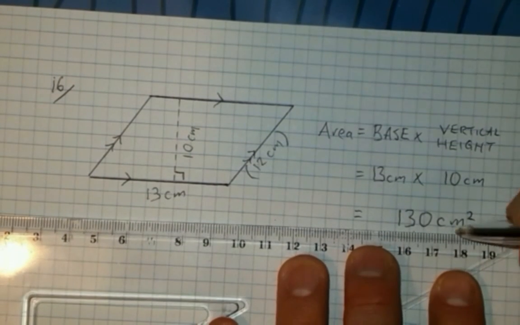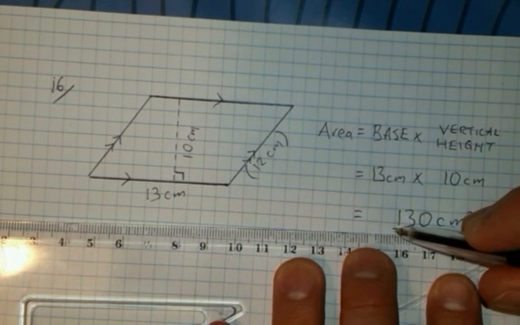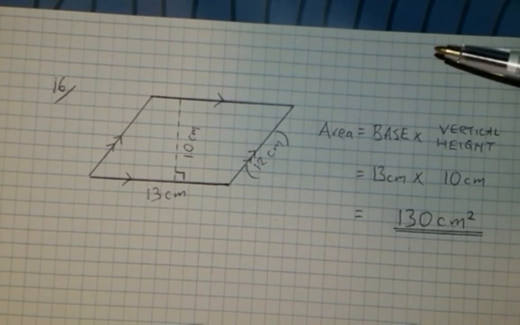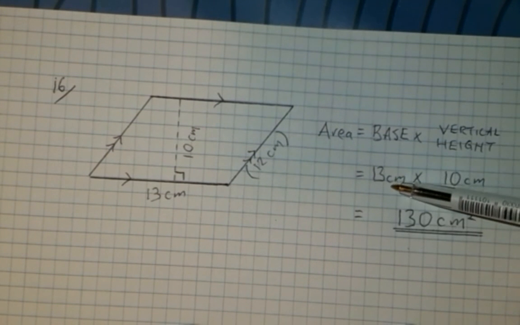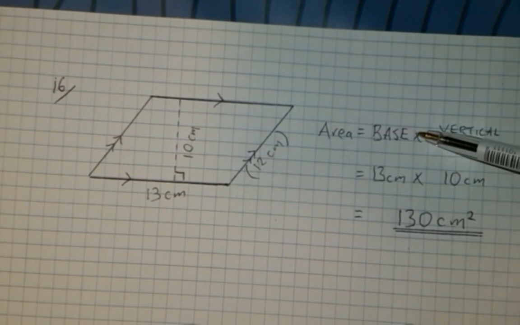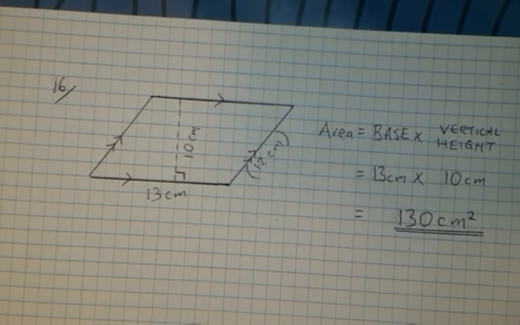So I will double underline that answer. And then just note how neatly everything's lined up. The equal sign's lined up, the 13 under the word base, the multiplication sign's lined up, and then the 10 under the words vertical height. So nice and clear, so you can see where everything comes from.